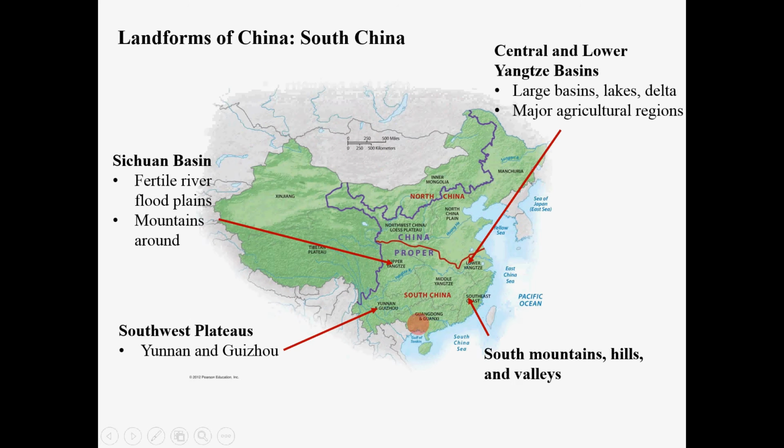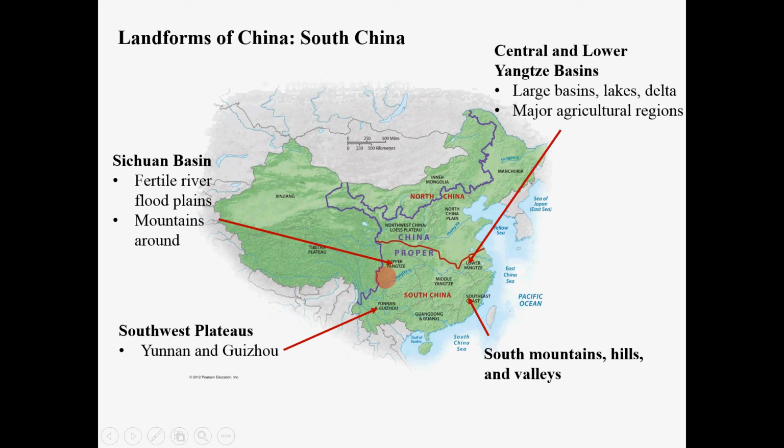South China. In South China, we can also see several landform regions. Here in the central and the lower reaches of the Yangtze River basin, you have several large lowland area basins and Great Lakes. Also, you have a delta here, the delta of the Yangtze River. These are all important agricultural regions.